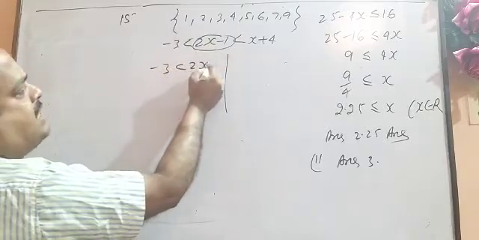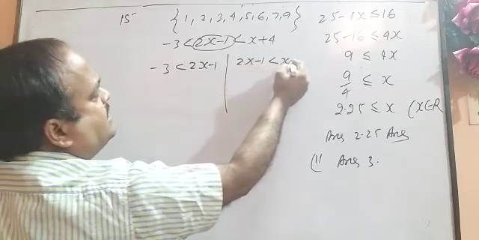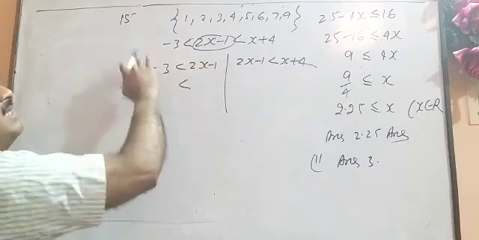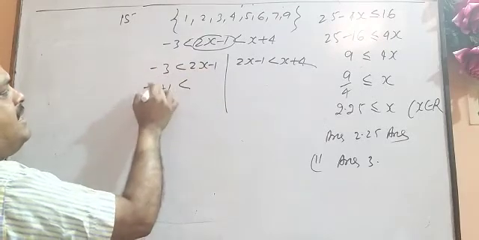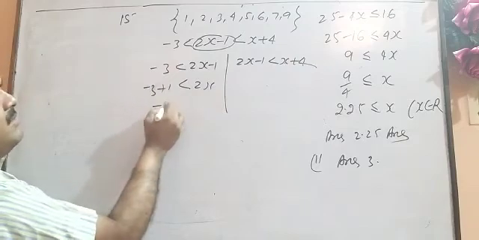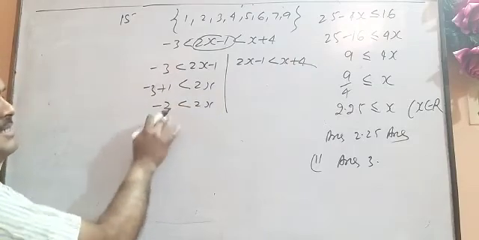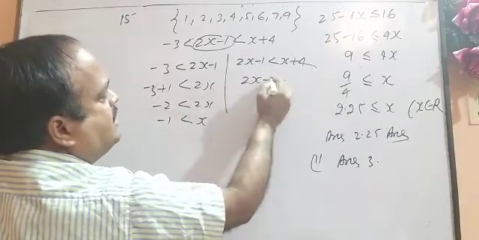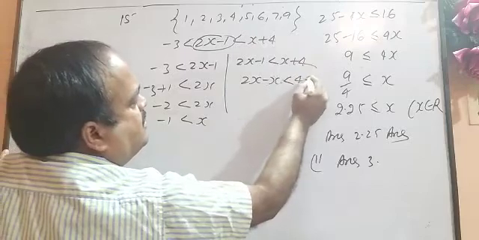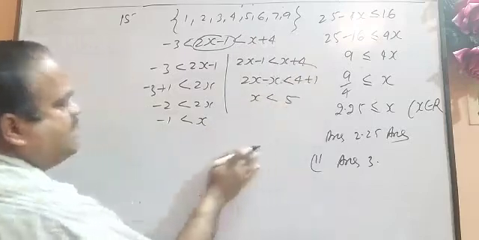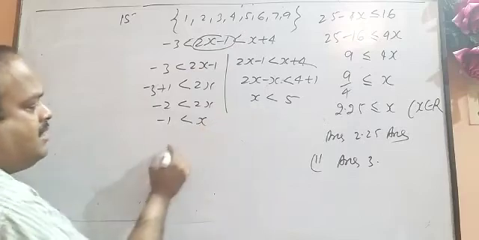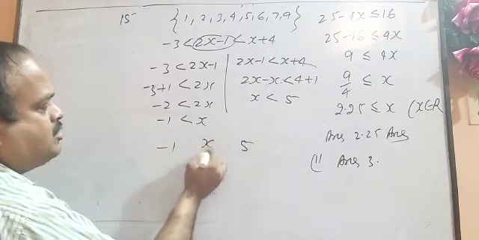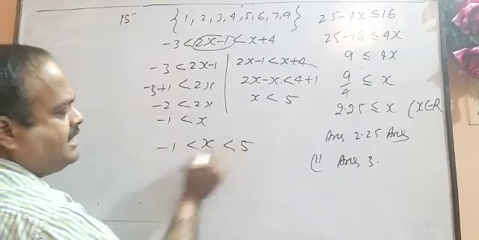Minus 3 is less than 2x minus 1. 2x minus 1 is less than x plus 4. So we want to get the value of x. So shift this side. Minus 3 plus 1 is minus 2. Do the division by positive. Minus 1. Same thing here. 2x minus x is less than 4 plus 1. So x is less than 5. So what we have? Less number, more number. So x is more than minus 1 and less than 5.